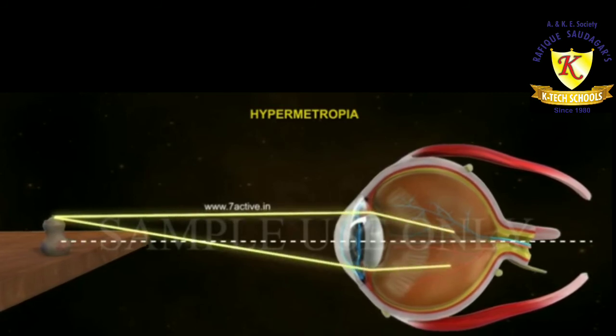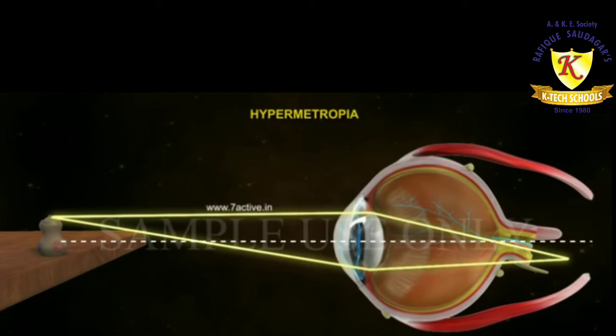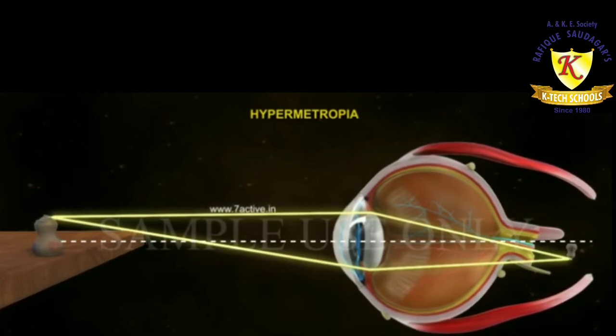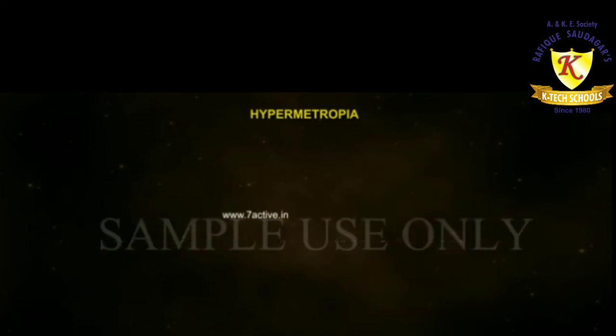In this defect, the human eye can see distant objects clearly but cannot see clearly the objects which are nearby. This means the near point of the eye is no longer at 25 cm but shifts further away.